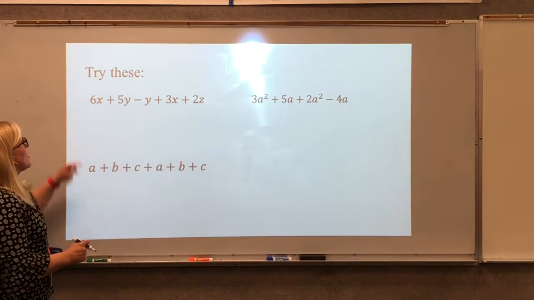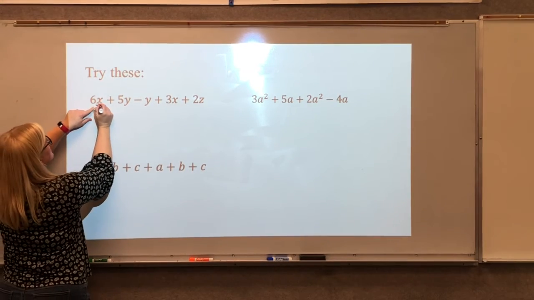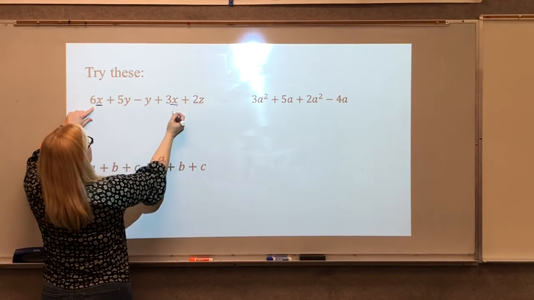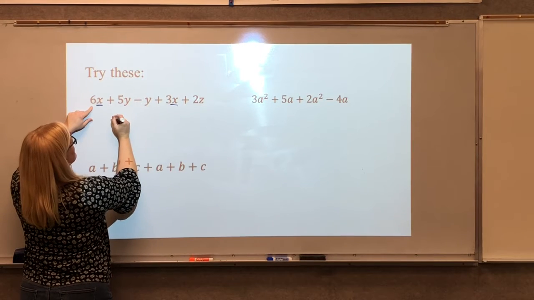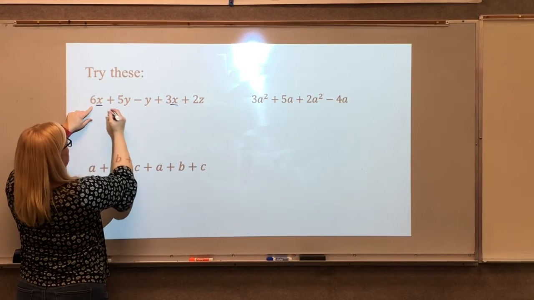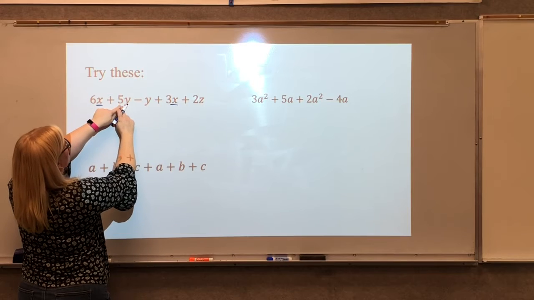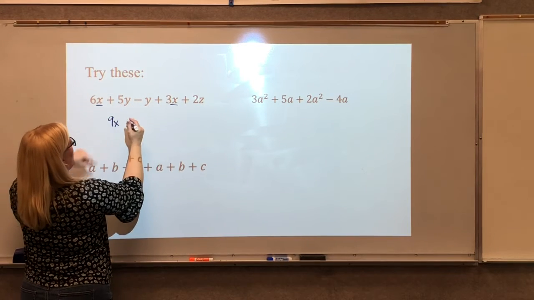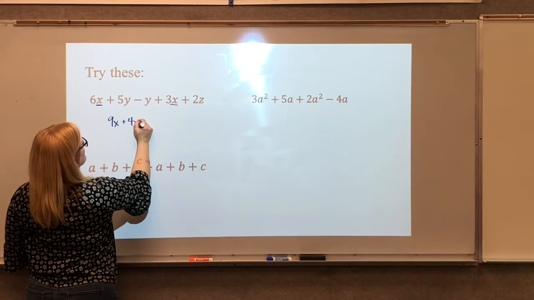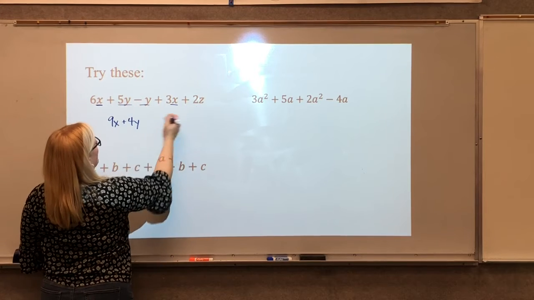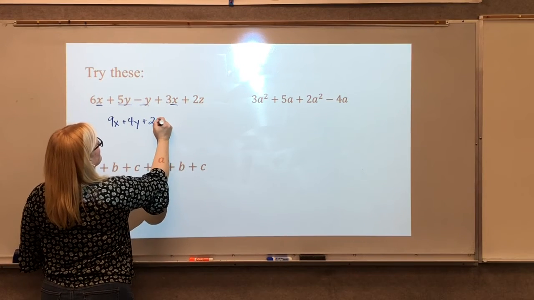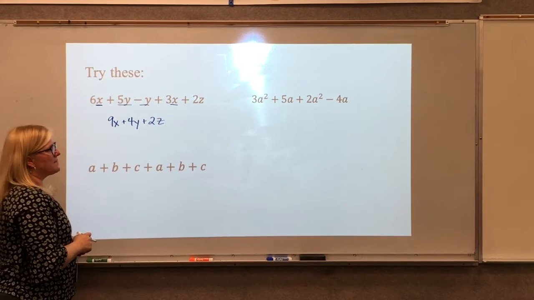All right, so here I've got an x, and here I've got an x. So 6x plus 3x is 9x. Then I've got 5y minus 1y, that gives me 4y's. And then I've got 2z left. So that's the answer to that one.